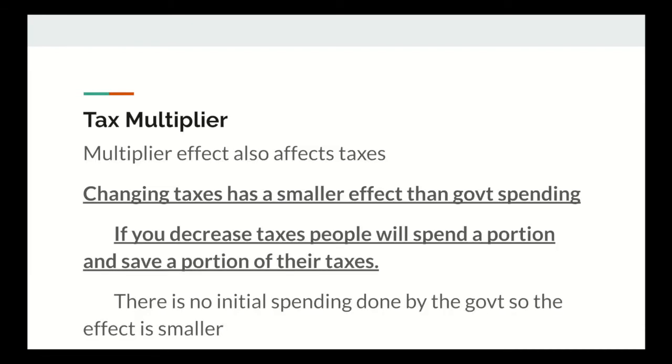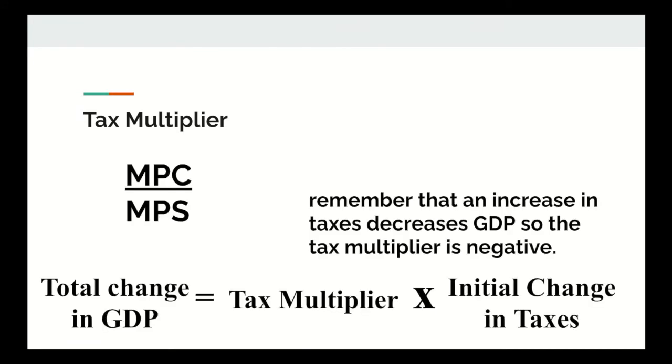All right, tax multiplier. Changing taxes has a smaller effect than government spending. If you decrease taxes, people will spend a portion and save a portion of their taxes. It's smaller because there isn't that initial spending done by the government, if that makes sense. Our tax multiplier is going to be MPC divided by MPS. And remember, an increase in taxes will cause the GDP to decrease, and a decrease in taxes causes the GDP to increase.